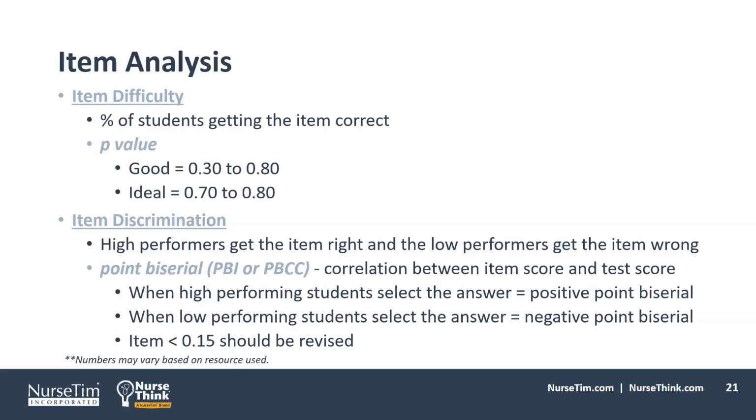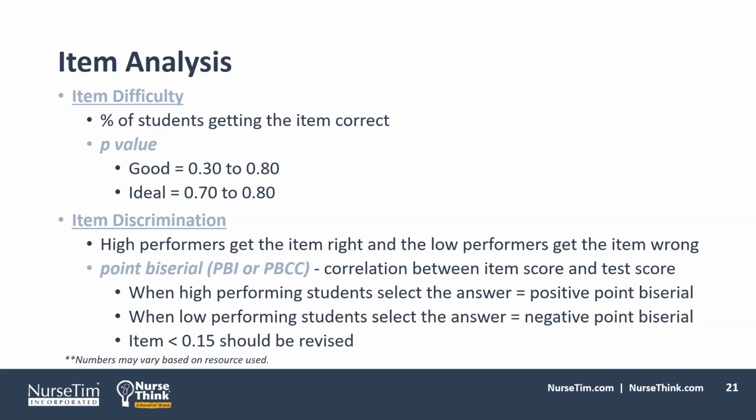If I have a 0.8 p-value, that shows that 80% of my students got that item correct, which means that was a relatively easy test item. If I have a p-value of 0.9, that was a very easy test item. Now, if I have a p-value of a 0.25, that means that very few of my students got it correct, and that item was very difficult. Know that a difficult item does not mean that it's a bad item. What we need to do is think about the discrimination of who it is that's getting that item correct and who it is that's getting the item incorrect.